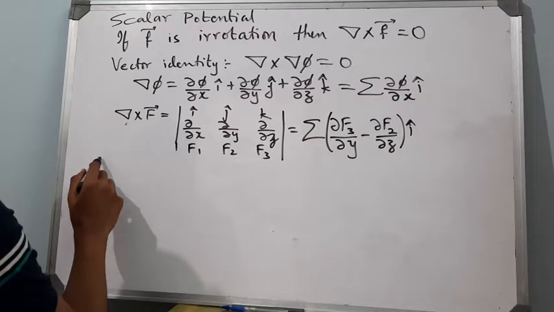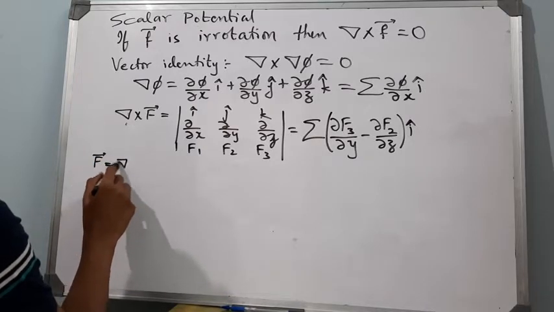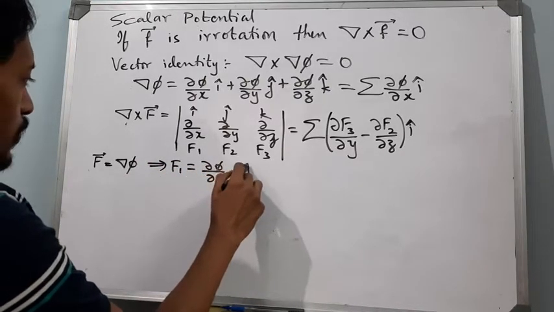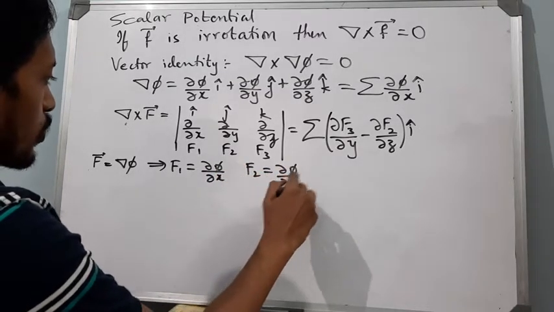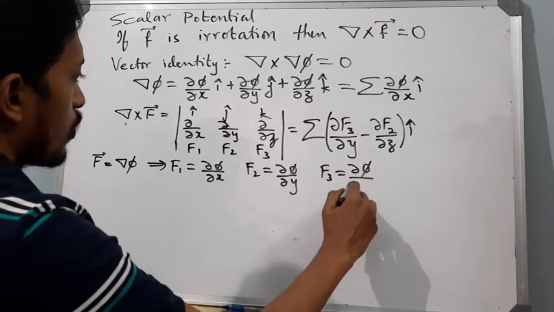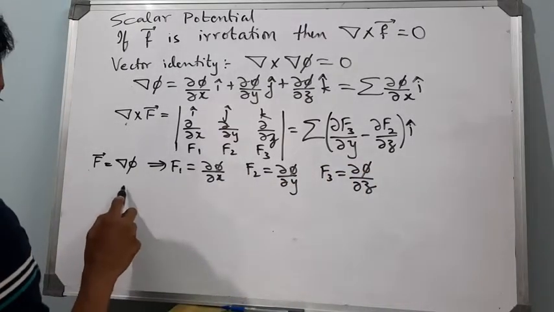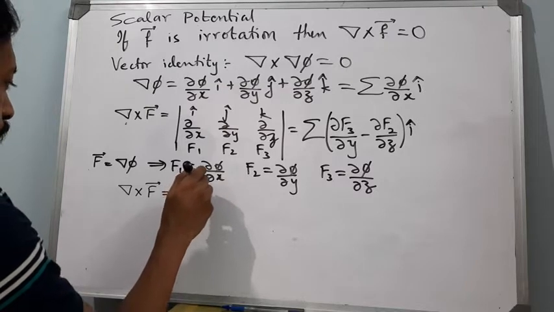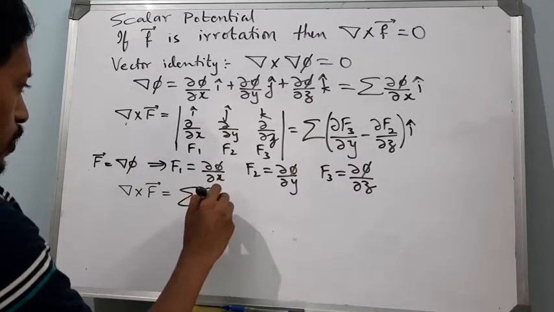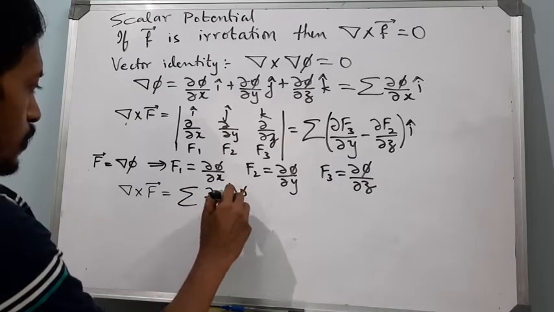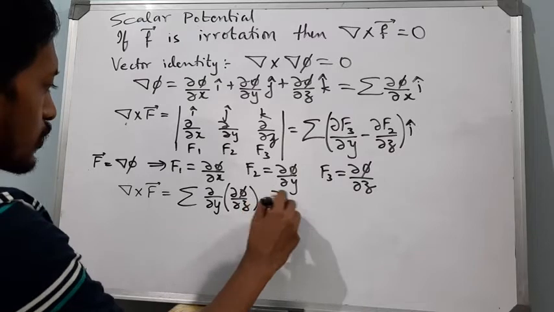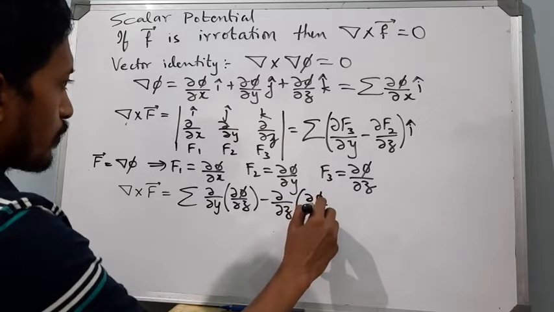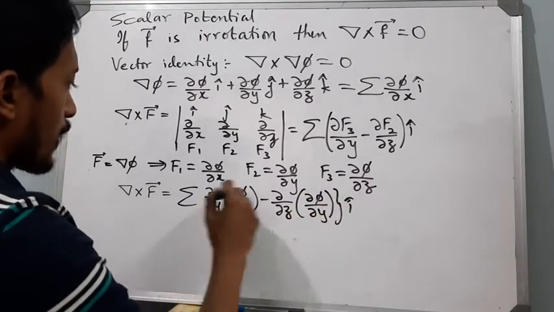Now, if I replace F with grad phi, then f1 is dou phi by dou x, f2 is dou phi by dou y, f3 is dou phi by dou z. So curl F equals summation dou by dou y of dou phi by dou z minus dou by dou z of dou phi by dou y, into i cap.